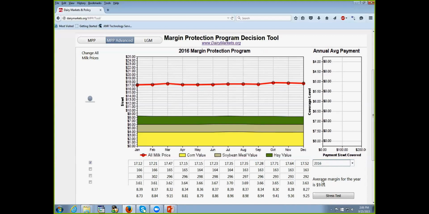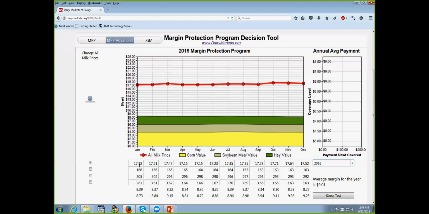So this is the all milk price. It should say all milk right here. This is the hay price, alfalfa hay price. This is the soybean meal price. This is the corn price. This is the total feed cost, which is the corn price times 1.0728, as Roger talked about, and then the soybean meal price times whatever that factor was. And this is the same thing graphically above.